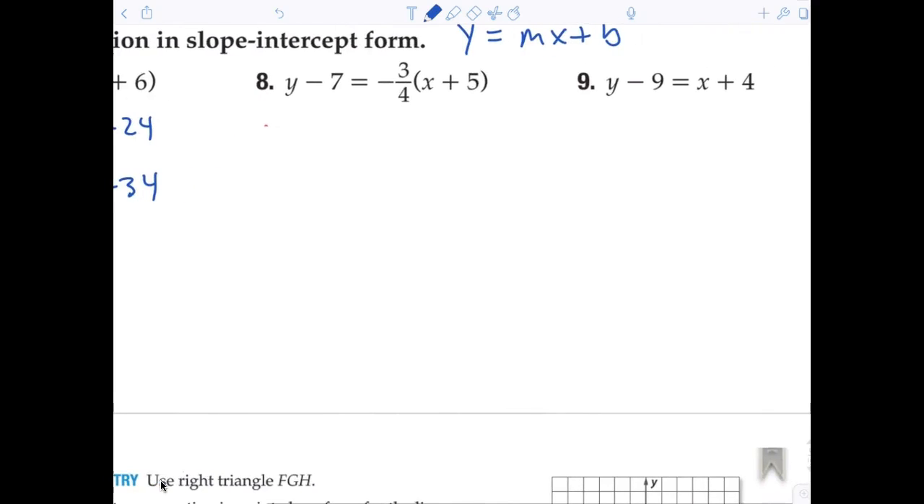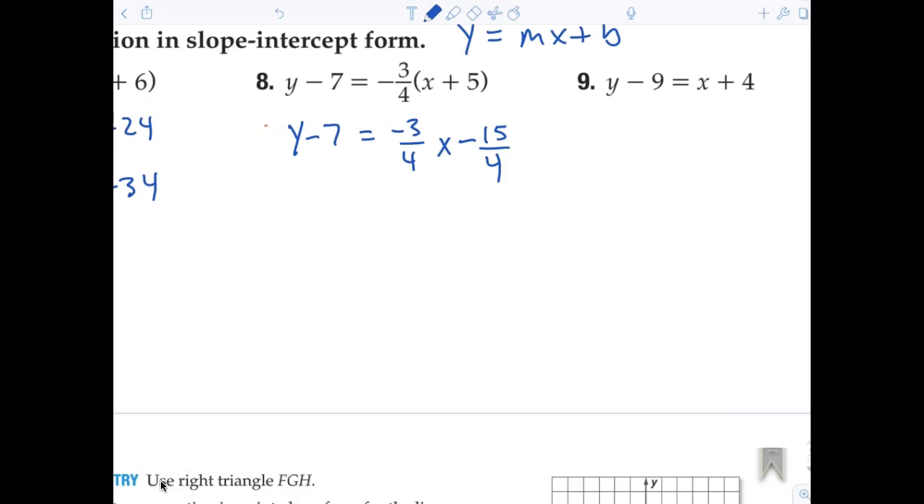Try number 8. Same thing. What do I need to distribute this time? Now notice I'm not multiplying by 4 because I'm not putting it in standard form. I'm solving it for y. So I distribute the 3/4. Now, some of you guys were really practicing our fractions. Negative 3/4 x, and then what? What's 5 times 3/4? Yes. Thank you. Negative 15 over 4.